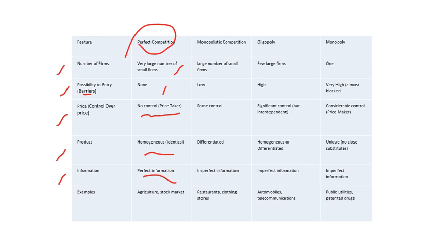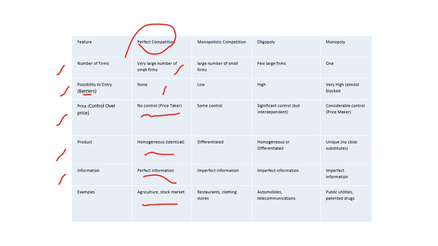A good example for this type of market is agriculture and the stock market, where there is a very large number of sellers. They have no control over price. It's easy to enter this market. They sell all the same product and they have all the needed information.